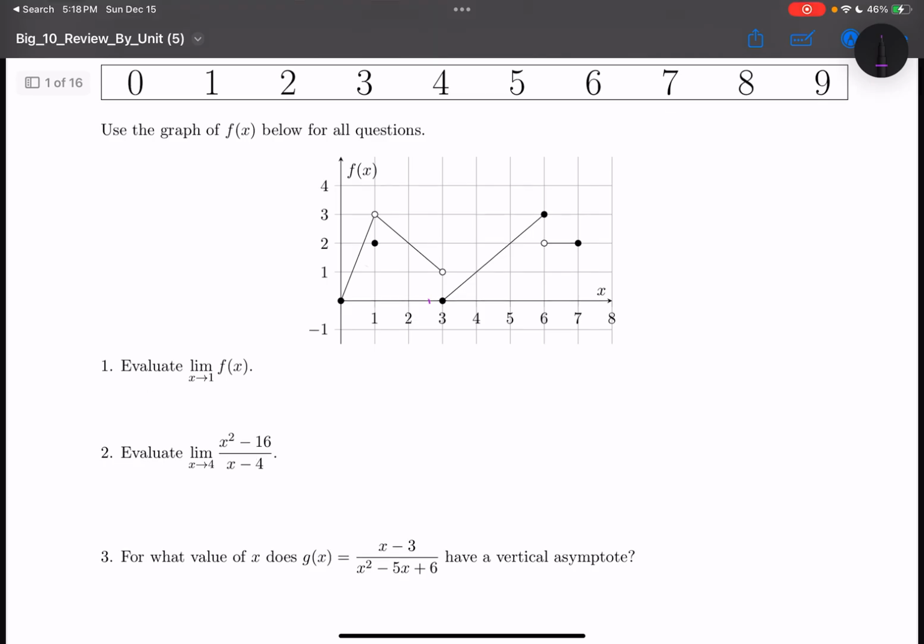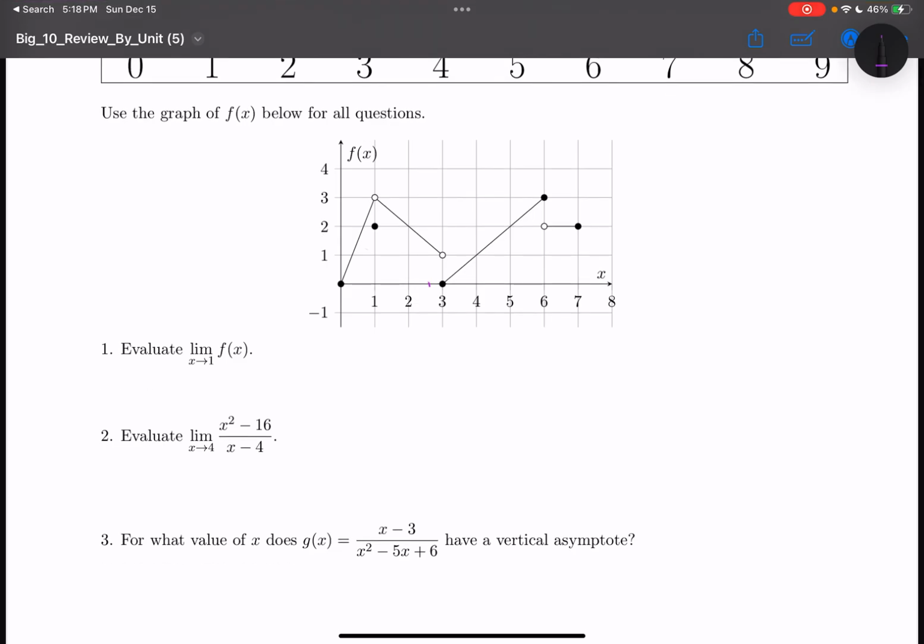So let's begin. Use the graph f of x below for all questions. In number 1, they told me to evaluate the limit as x tends to 1 for f of x. Now, if you're looking at x equals 1, you can see that the function is approaching 3 on both sides. So it's basically equal to 3.